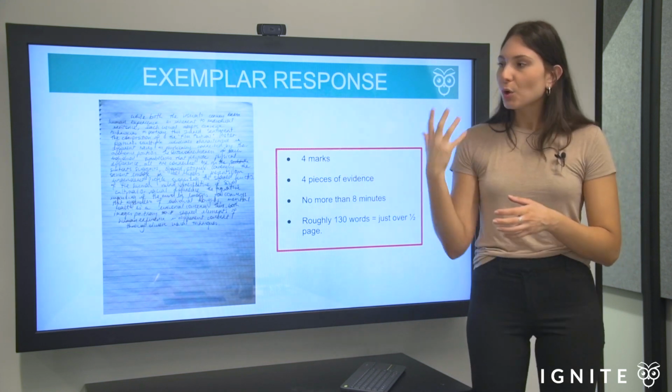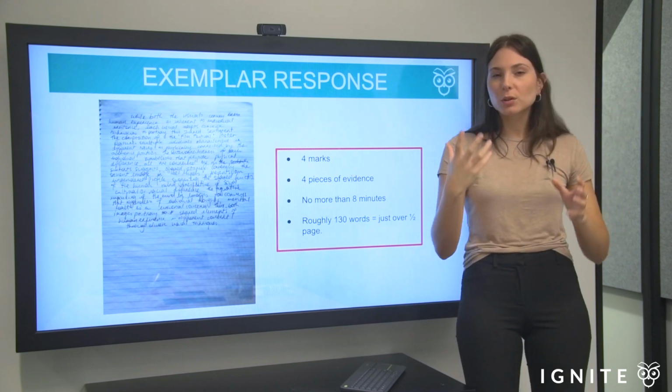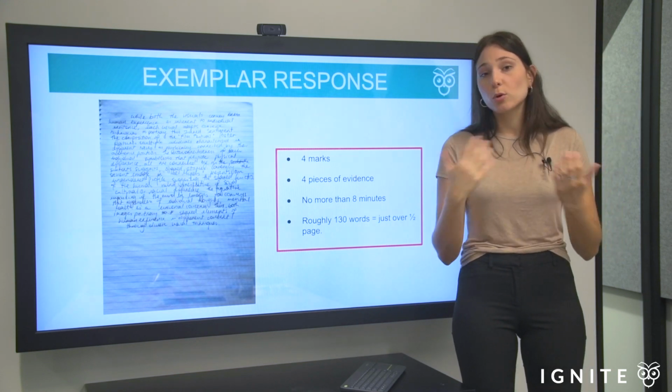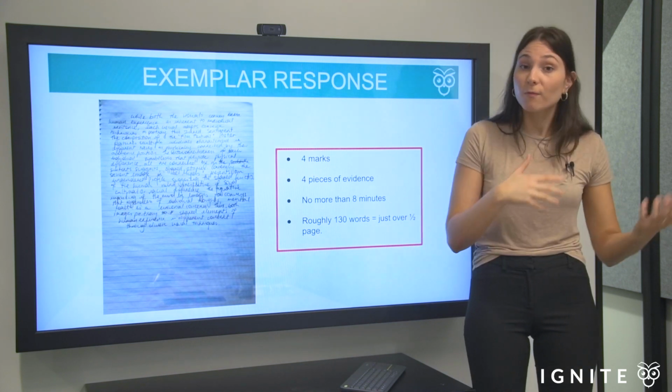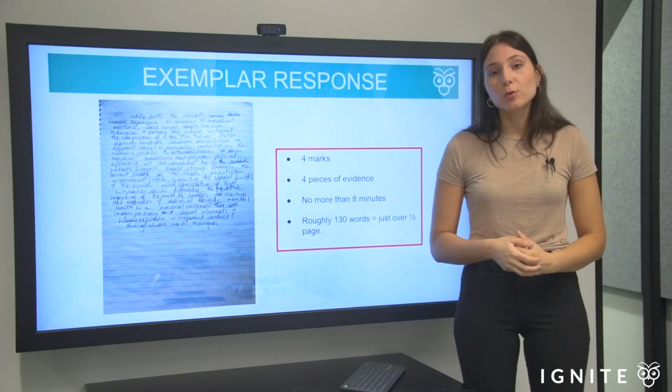And I did that just to show you, okay, roughly visually, what does that look like in the exam, to give you that comfort when you're doing your responses. You know, if you're asking yourself, am I writing enough? Is this what is worth 4 marks? That should hopefully help you there.